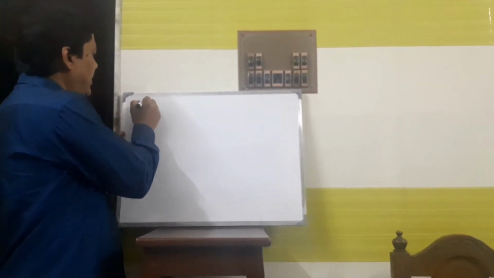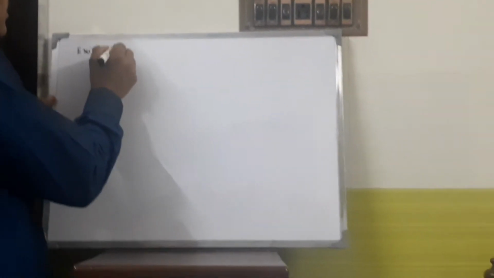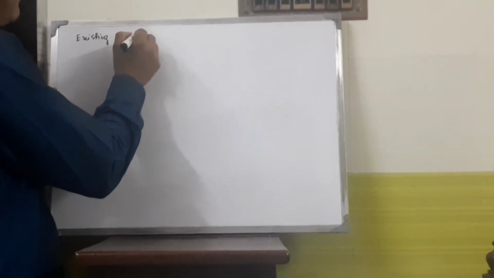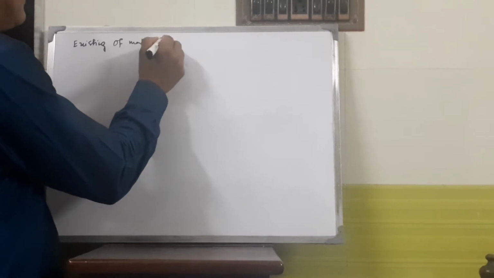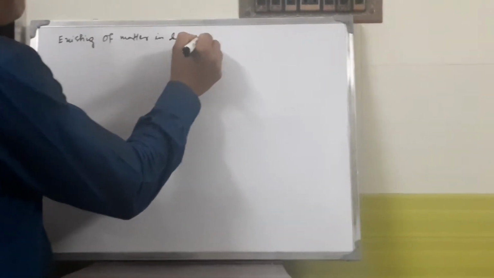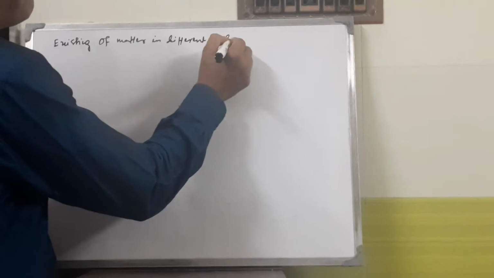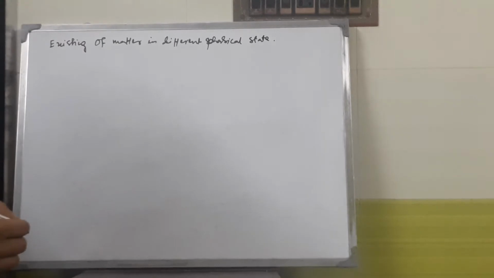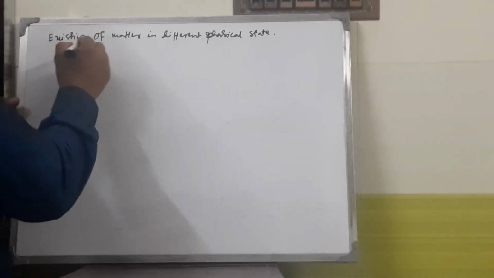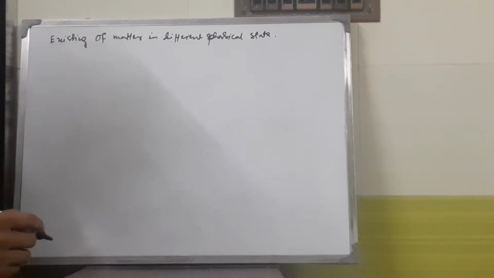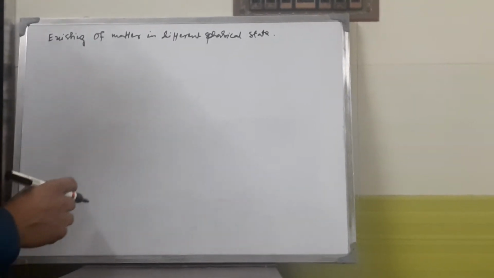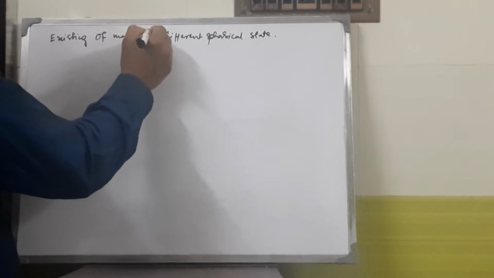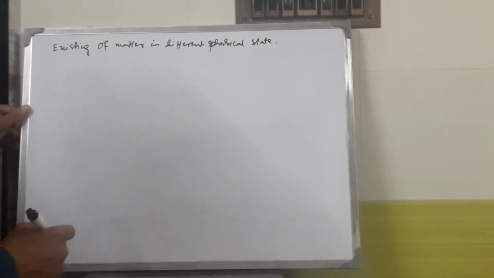In the last discussion, we already discussed the existence of matter in different physical states. Also, we discussed the energy of interaction between atoms and the separation between atoms, and how it controls the existence of different states of a substance in nature.